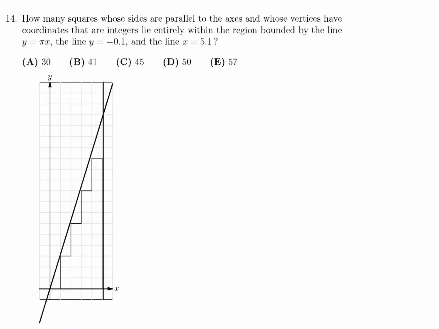So here's a very nice diagram, in my opinion. This line right here is your y equals pi x. And this line right here, the one going top to bottom, is x equals 5.1. And probably a little difficult to see, if you notice, there's two lines here. One, of course, represents the x-axis, and the one below it is y equals negative 0.1.